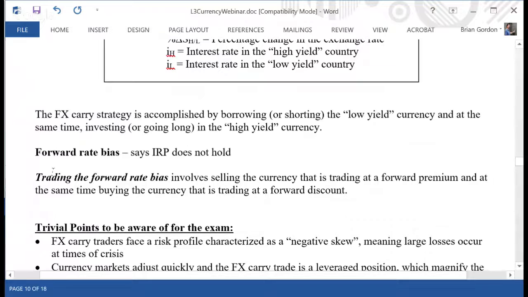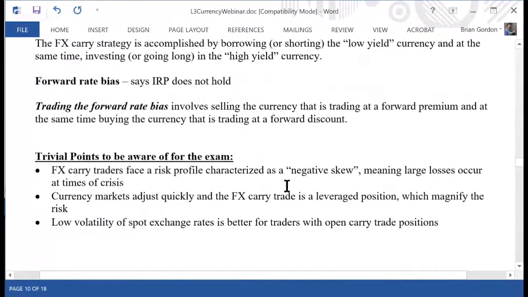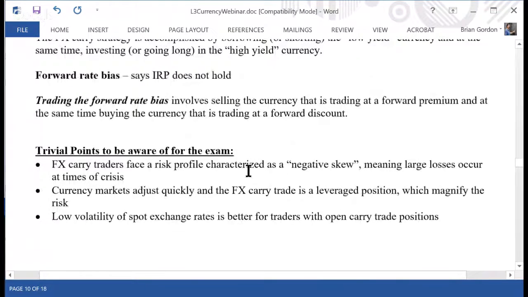So trading on the forward rate bias, I threw it in here because they could just use that language. Selling the currency that's trading at a forward premium and buying the currency that's trading at a forward discount is equivalent to borrowing the low yield and investing in the high yield currencies. They are equivalent statements, and you may just have to think about it. Other trivial points just to be aware of. Remember, this is the level 3 exam, so we've got to integrate these items.